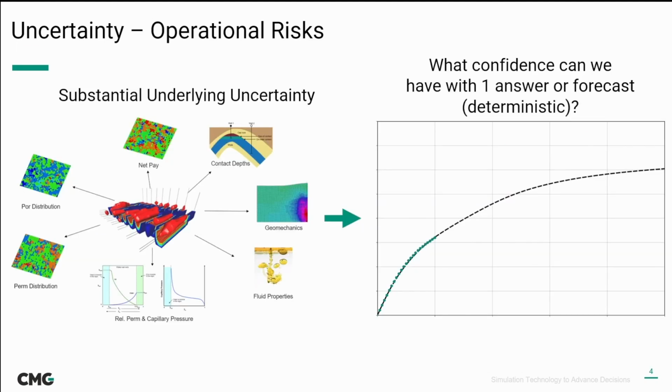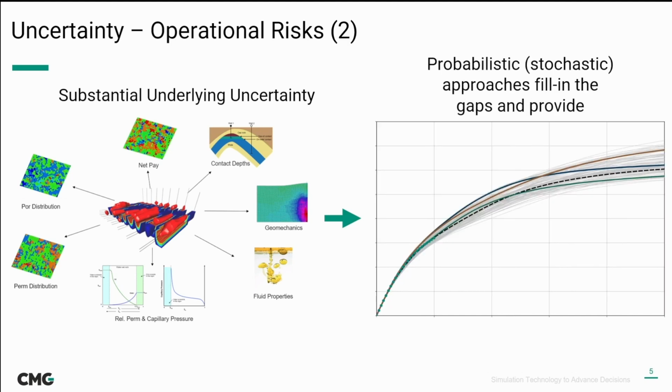But how much confidence can we have in this approach resulting in a single answer or a forecast? Each input into the model has its own underlying uncertainty. CMOST is the answer to what if. What if we could assess the uncertainty inherent in the data and model?